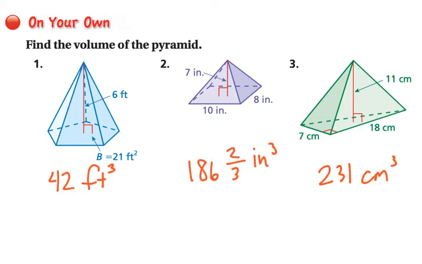So here we are with our solutions. Number 1 was 42 cubic feet. Number 2 was some not as clean or not as friendly numbers, but a volume of 186 and 2/3 cubic inches. And finally, number 3 was 231 cubic centimeters. And there we have it. That's primarily what you're going to do with volume of pyramids here.